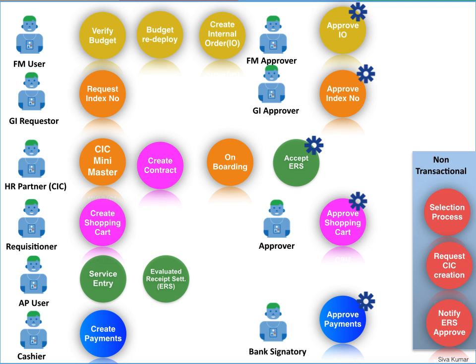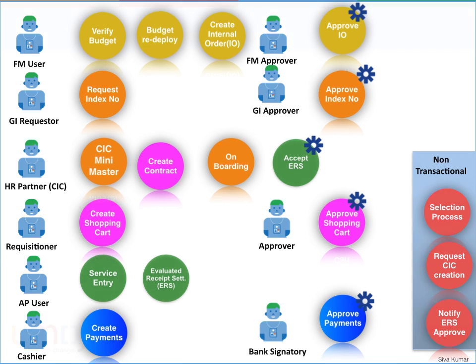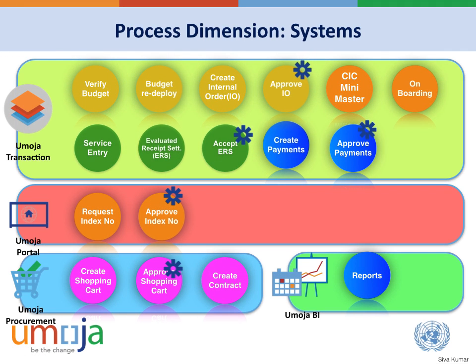Now this is fine. You have an enterprise role, you have a process, you have a workflow, and the next dimension gives you which system they will be logging in to and performing the tasks. So as we explained, this process goes through all four basic systems, which are the Umoja transaction system, Umoja portal system, Umoja procurement, and Umoja BI, which basically delivers all your reports. However, the reports are also available on all these other systems as well.